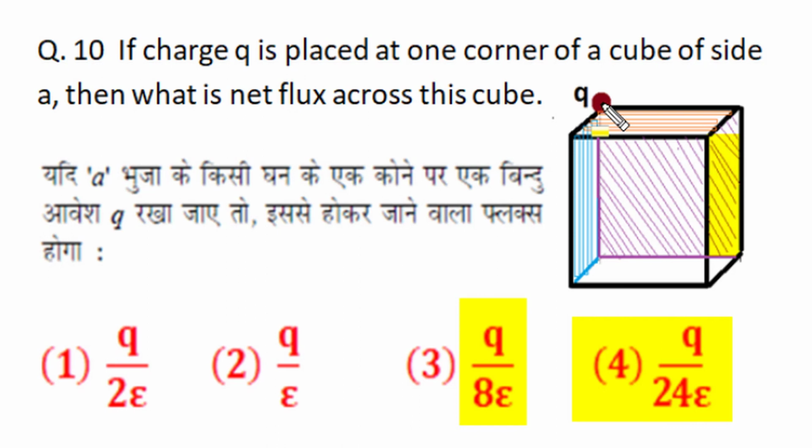If this charge was at the center of this face, we could have assumed one more cube on top of it, and from 2 cubes the total flux is q upon epsilon. So from 1 cube it becomes q upon 2 epsilon. If this charge is placed at the center of one side edge, we would have assumed 4 cubes, and from 4 cubes the flux would become q upon epsilon, and from 1 cube it would become q upon 4 epsilon.